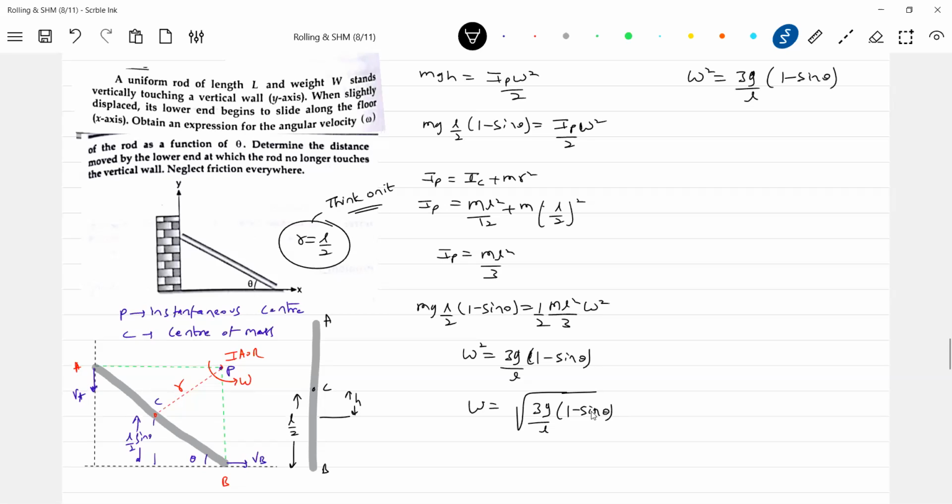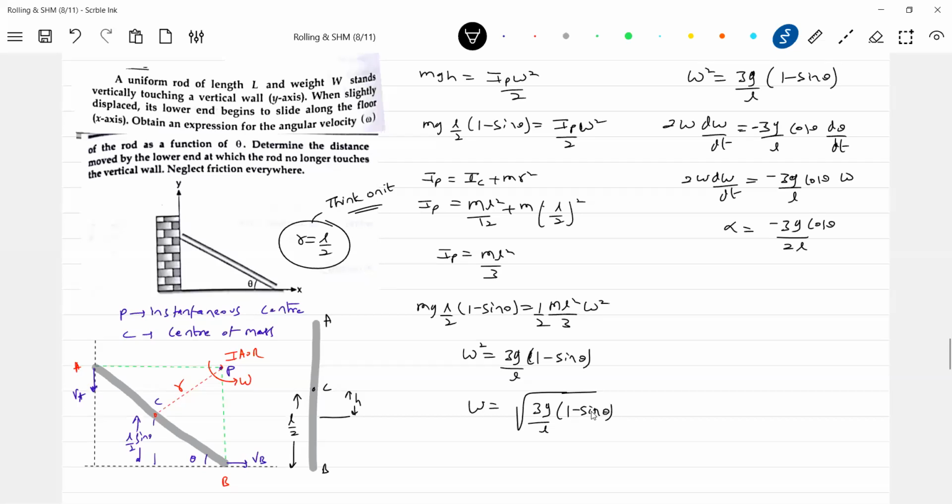I'll give the explanation why the end A will lose contact at one specific angle. That angle is what he's asking. Am I right? So let me differentiate this with respect to time. d omega by dt equals 3g by 2L cos theta, since d theta by dt is omega. Now what is this? This is the angular acceleration of the rod, alpha.